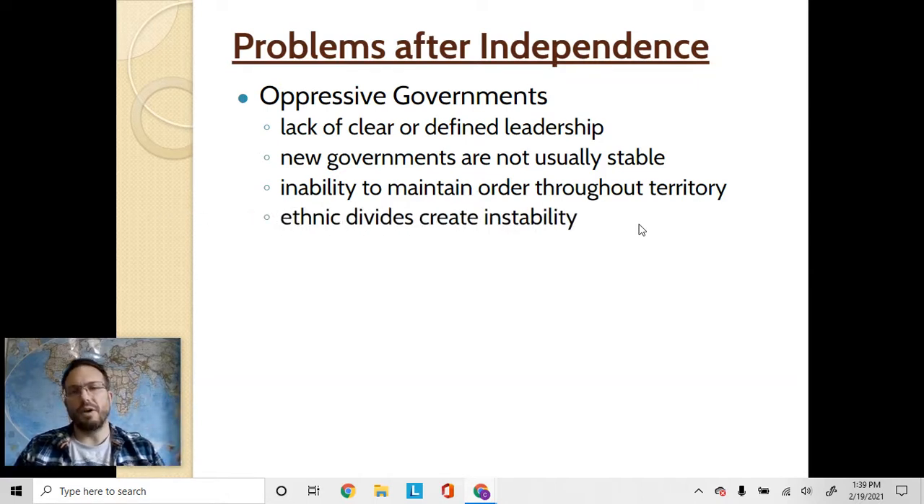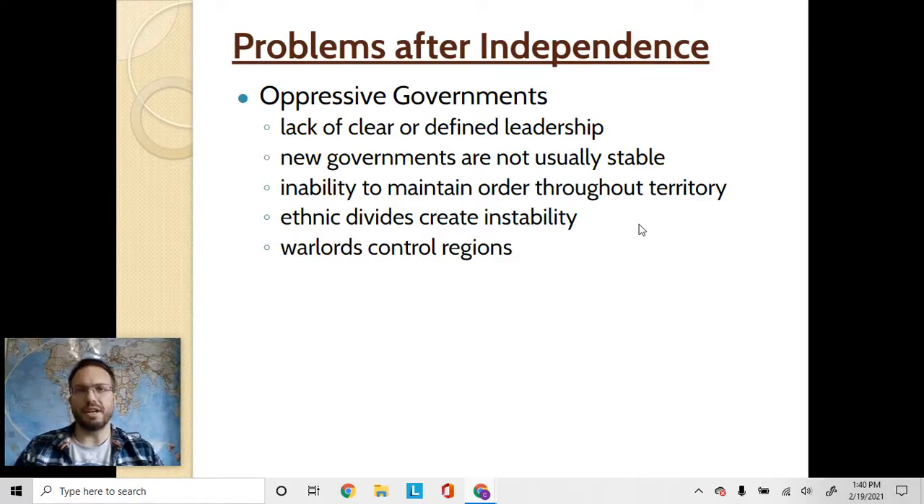Okay. Also, ethnic divides that we've been constantly talking about through here, those create instability as well, right? Who's in charge? How do we reunite? Those kind of things. How do we get along as different ethnicities in one country, multinational countries, right? Okay. Lack of ability to maintain order leads to warlords.